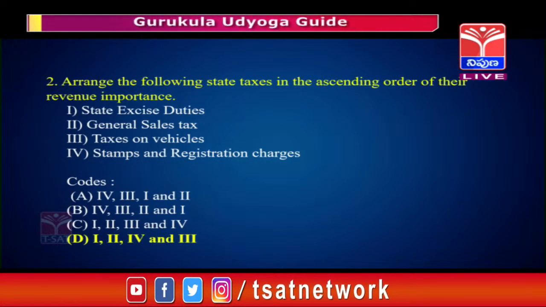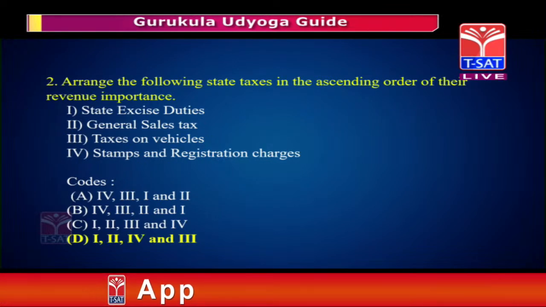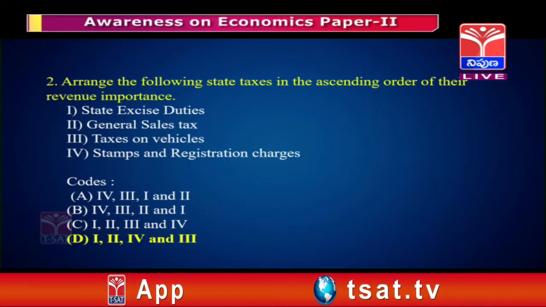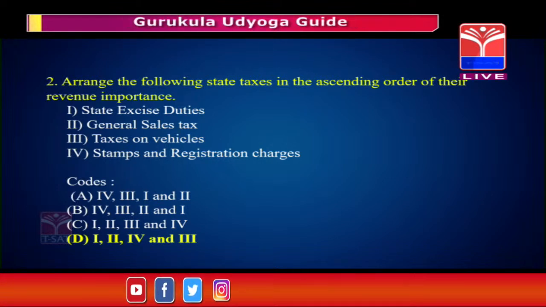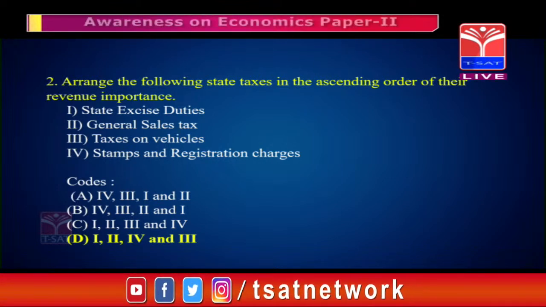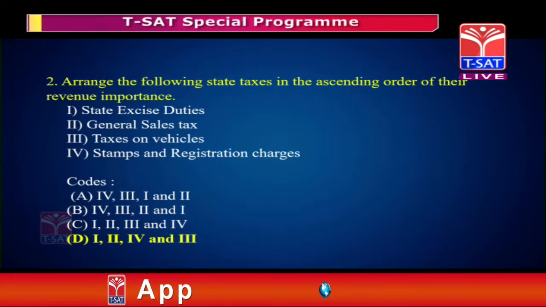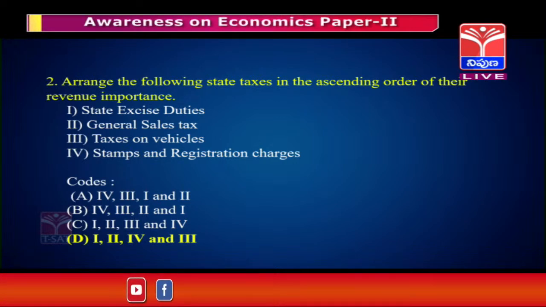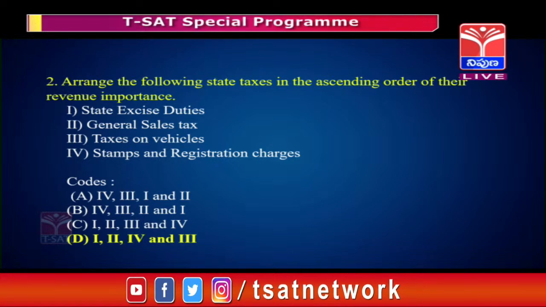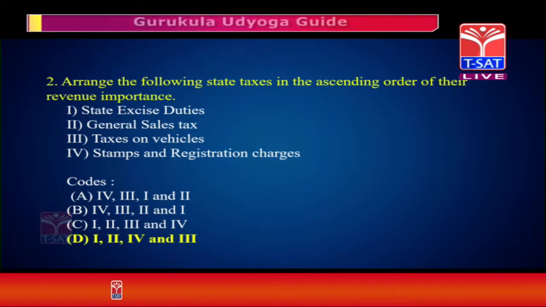Similarly, these are sequence type questions, when we have to talk about the state taxes, that is Telangana taxes. If you have to put it in order, it means from where the government gets maximum revenue. So the answer is D. It means that the government gets maximum revenue from state excise, then the second is central sales tax, the third is from stamps and registration charges, and the last is the taxes on vehicles. So if you get these types of questions, students, you have to see what the correct sequence is, and accordingly you should mark your answer.